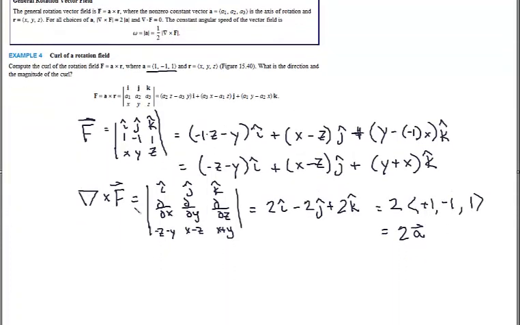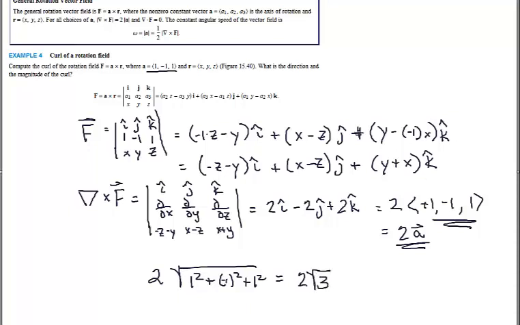Now, if I would like to know what the magnitude of that curl is, I can say that the curl of F is basically this, and if I want to know the magnitude of that, I'm just going to find the magnitude of this thing right here, and it's going to be 2 times the square root of 1 squared plus -1 quantity squared plus 1 squared. So the magnitude of this is going to be 2 square roots of 3.